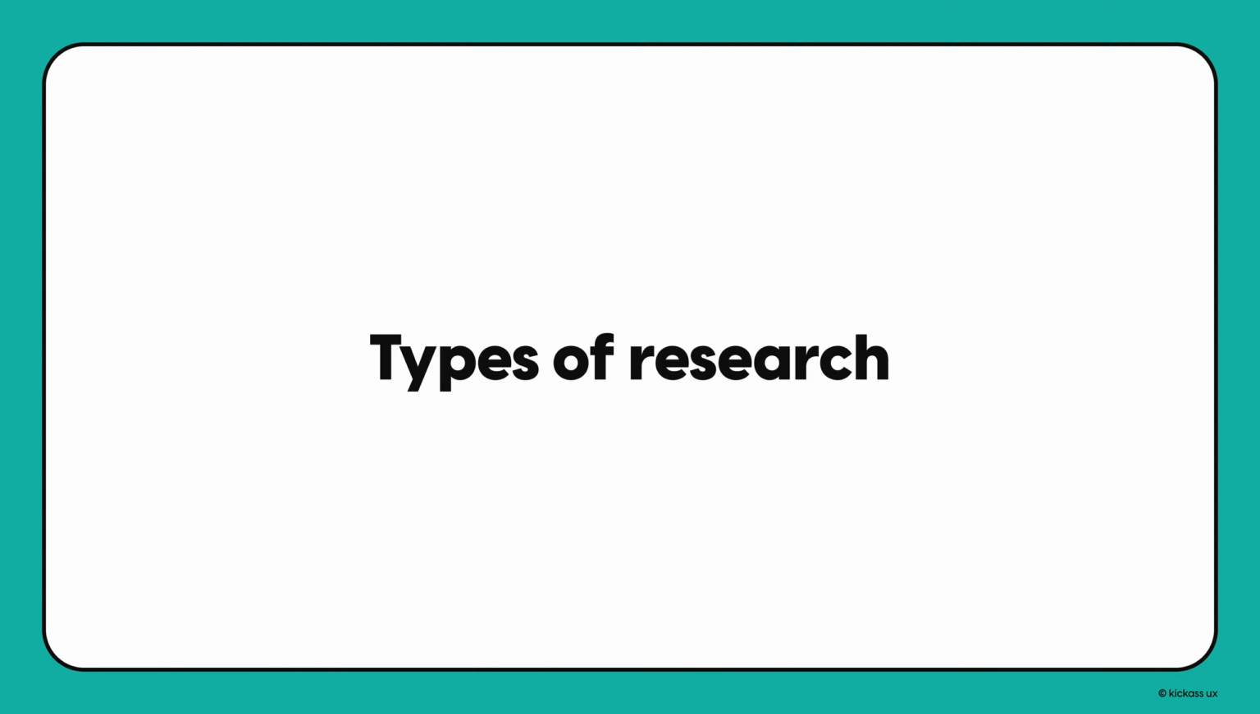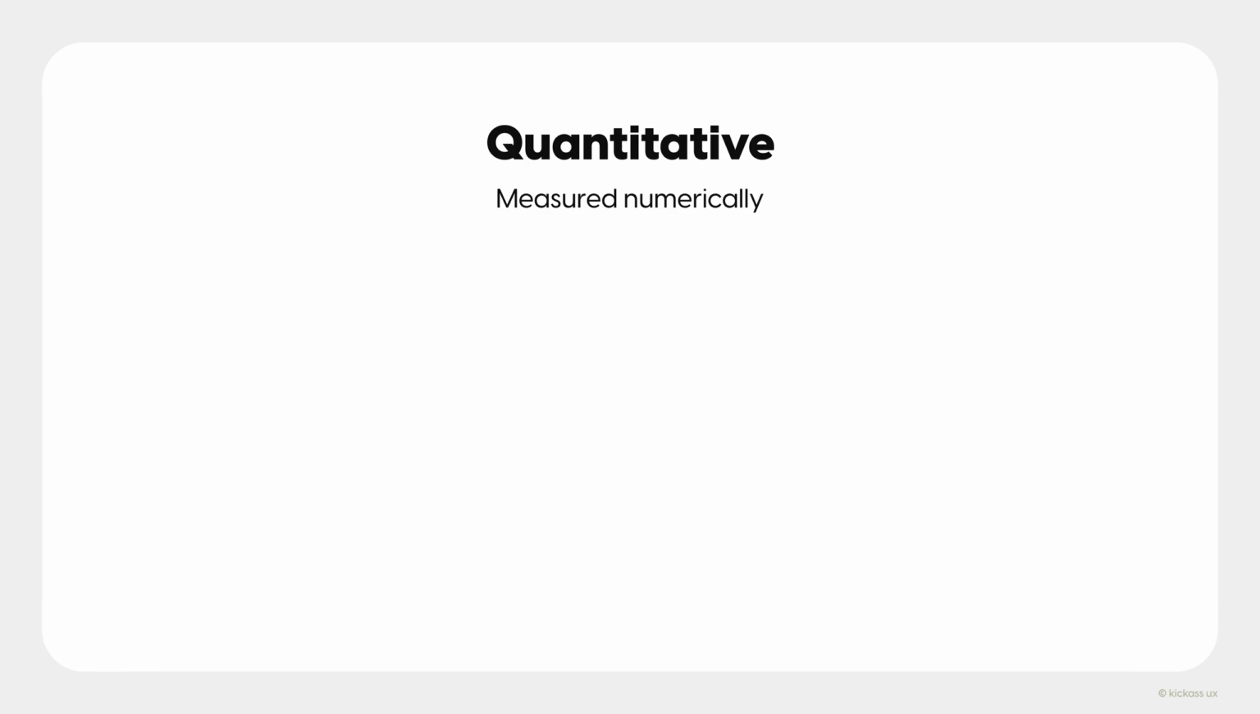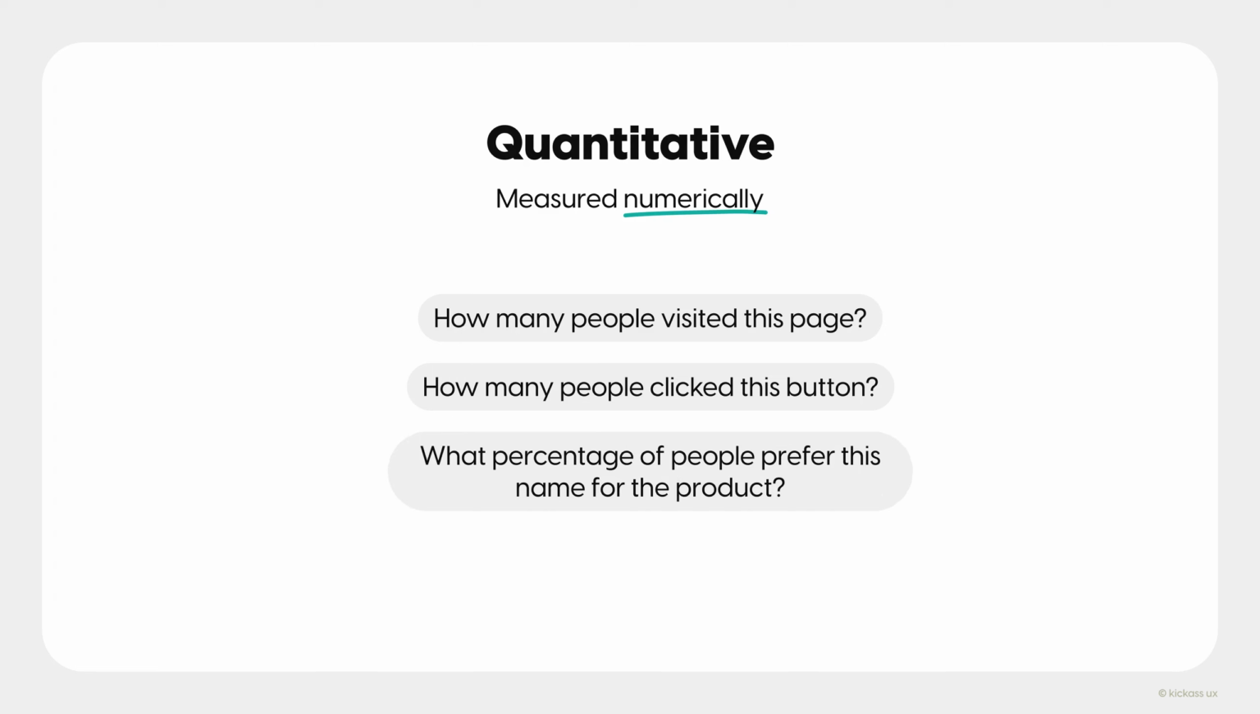Now let's look at different types of research. On the most basic level, we can divide UX research methods into two buckets, quantitative and qualitative. Quantitative research is measured numerically. Here are a few examples of quantitative questions. How many people visited this page? How many people clicked this button? What percentage of people prefer this name for the product? How many people are using this feature?